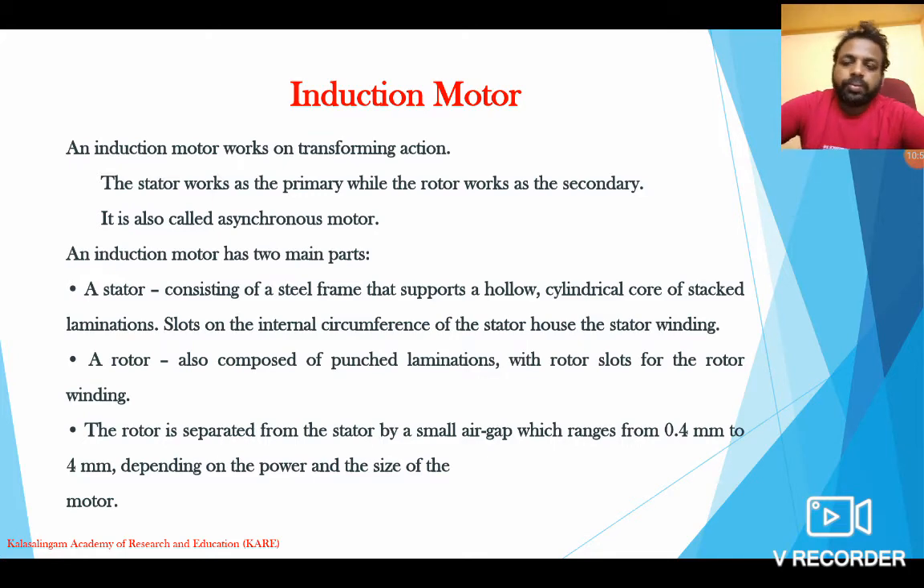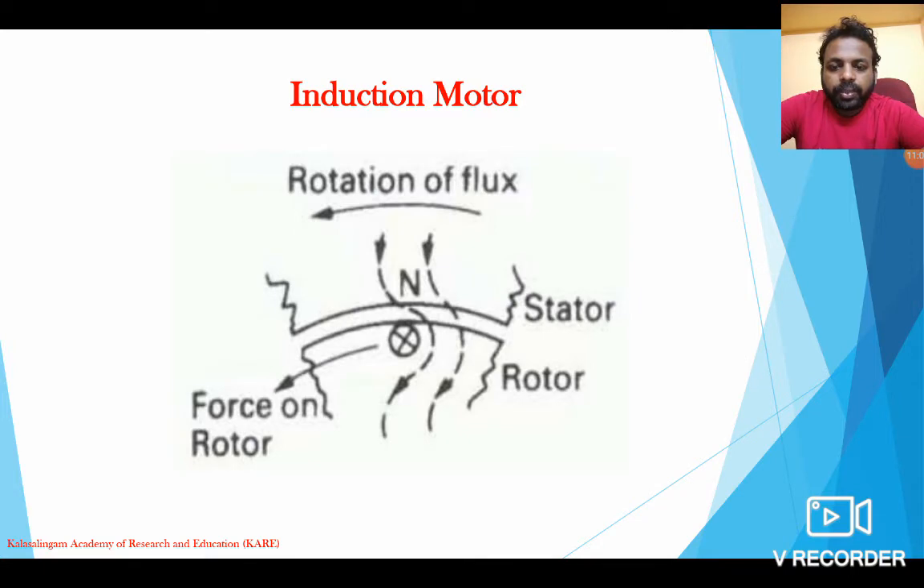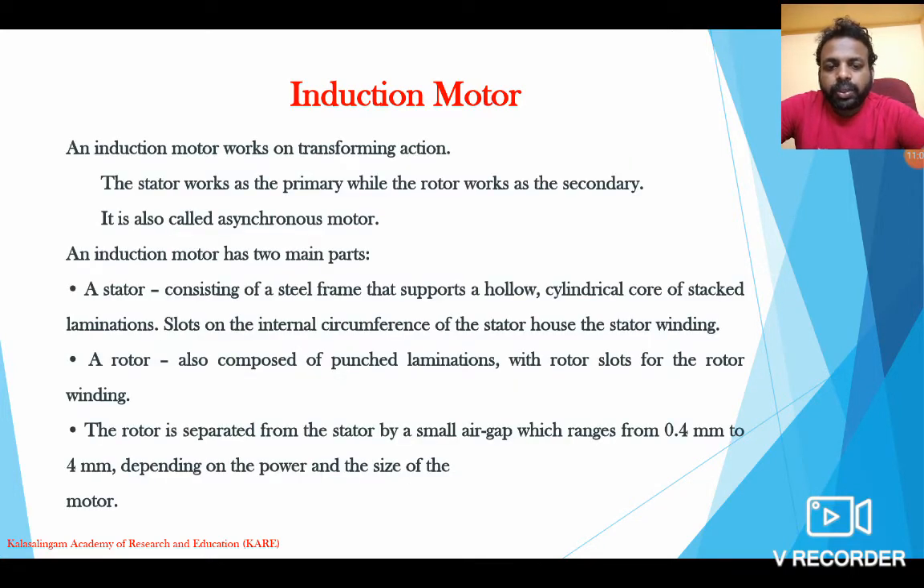And from this image we can identify that there is a small gap between the stator as well as the rotor, right? It's called the air gap. So it should be from 0.4 mm to 4 mm, depending upon the size as well as the capacity of the motor, but it should be a minimum of 0.4 mm to 4 mm of air gap.